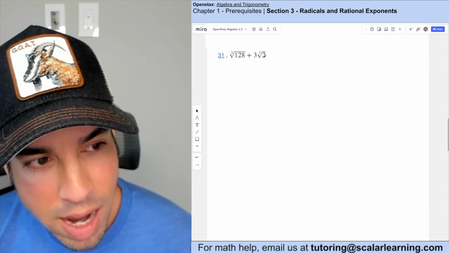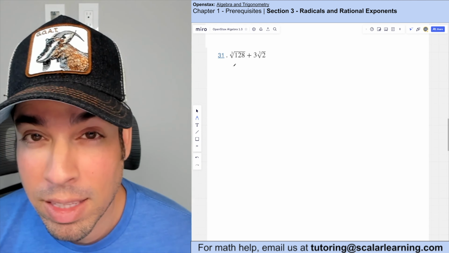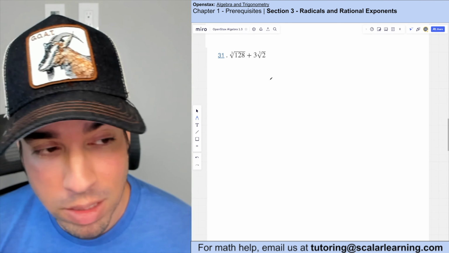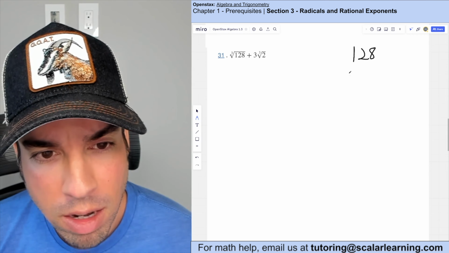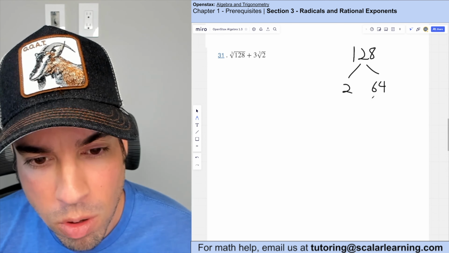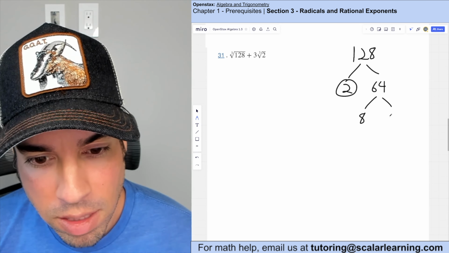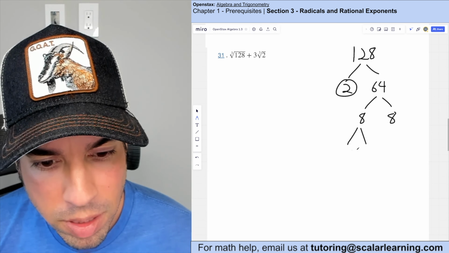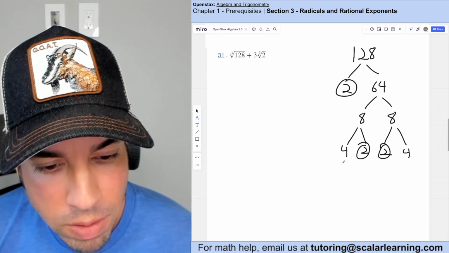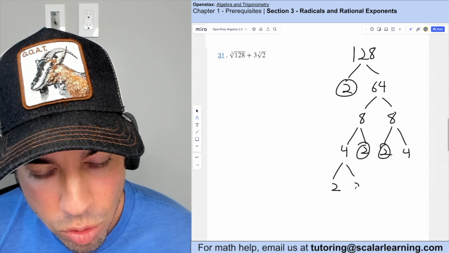In this one, we've got an actual index of 3, meaning we're taking the cube root of these numbers. So instead of looking for twins now, I'm looking for triplets. So first, let's break 128 up into whatever we can possible. So 128 would be 2 times 64. 64 is 8 times 8. 8 is simply 2 times 4. Likewise here as well. And 4 breaks up into 2 times 2. So what I'm left with for 128 is the cube root of 1, 2, 3, 4, 5, 6, 7 2's.